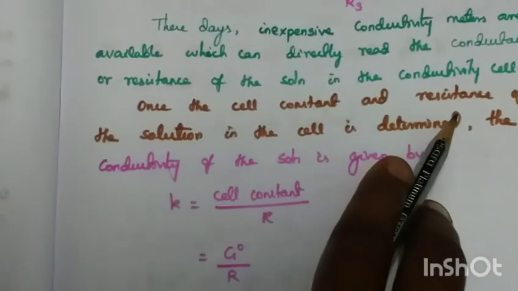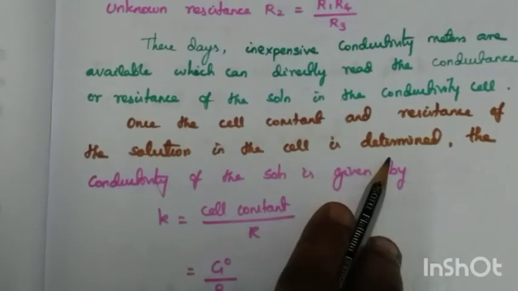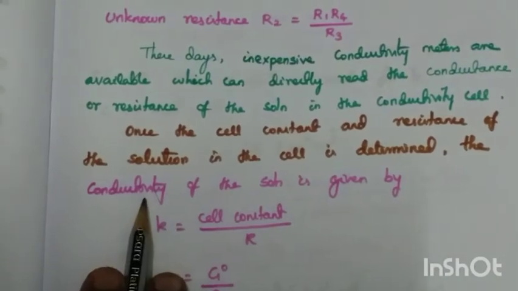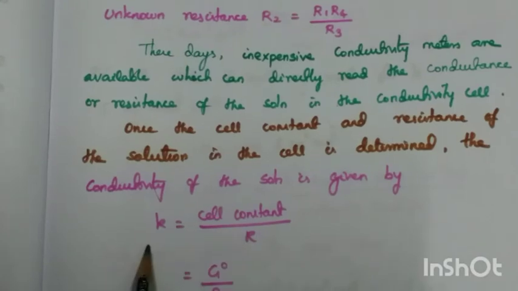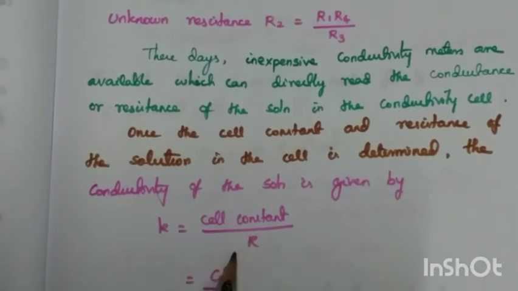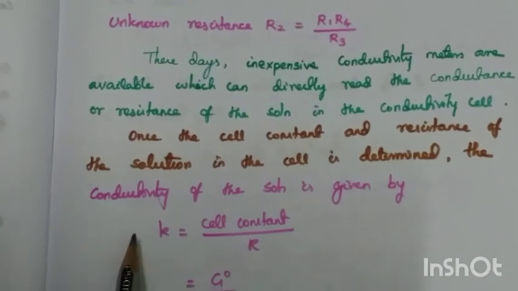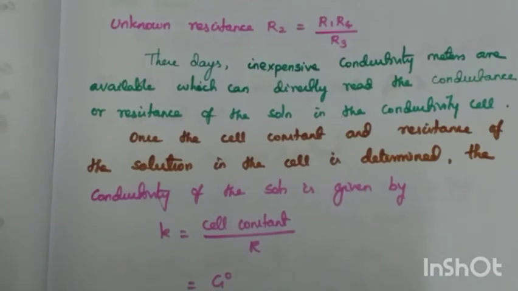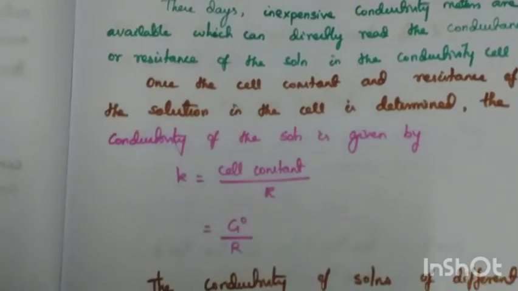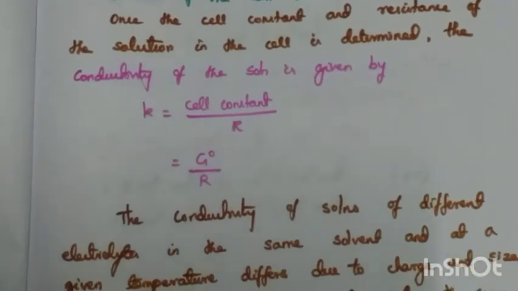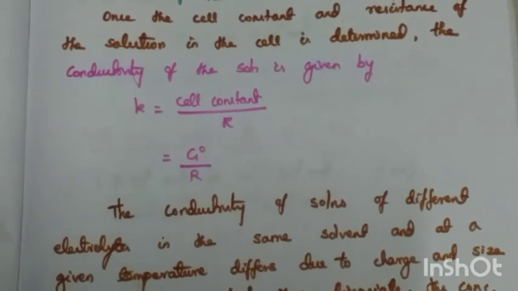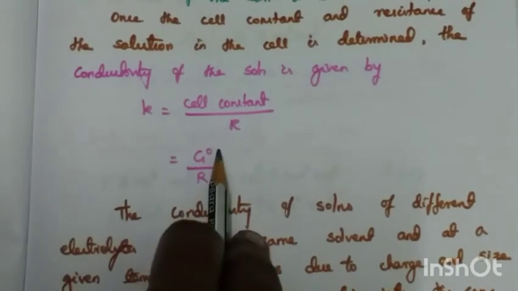Once the cell constant and the resistance of the solution are determined, we can determine the conductivity of the solution. What is that? K is equal to cell constant by R. The cell constant is denoted by the symbol G naught. So K is equal to G naught by R.